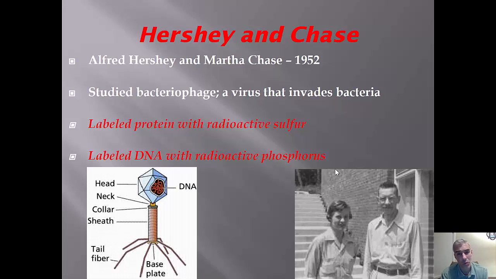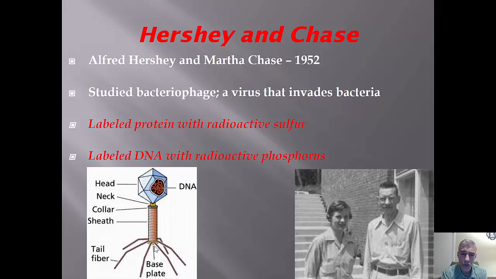Now, if you remember the rules, right, of identifying macromolecules, if we wanted to label protein, we radioactively label sulfur because that's the unique aspect of protein, right, CHONS. If we want to radioactively label nucleic acids, we would want to radioactively label phosphorus because of CHOMP, right? That's the unique thing in nucleic acids.